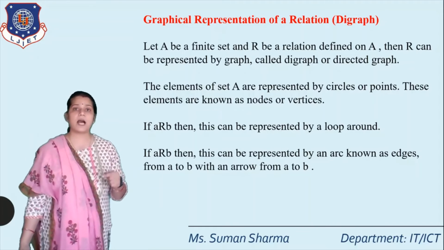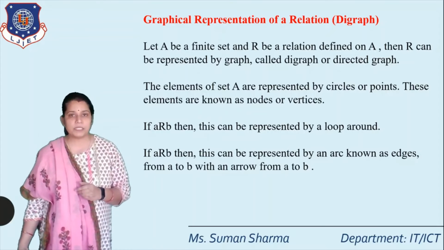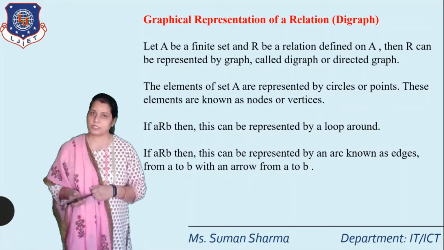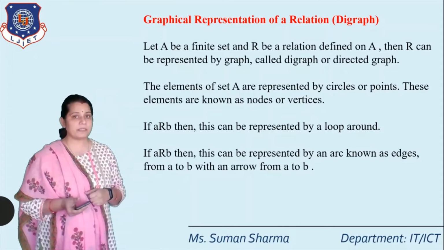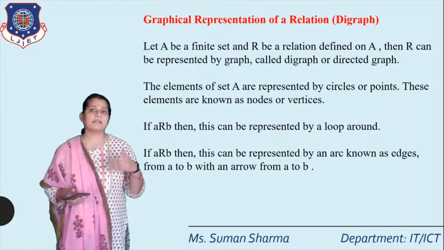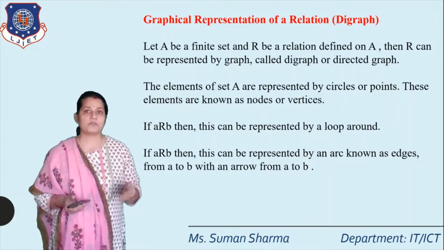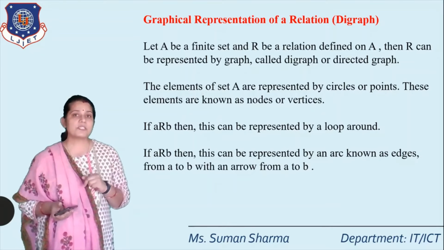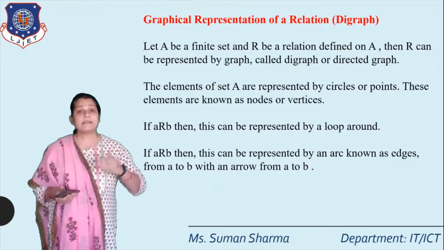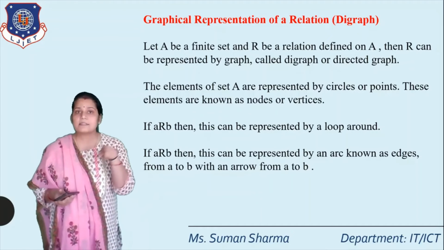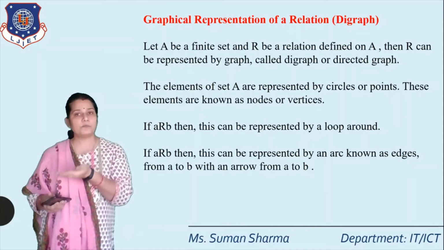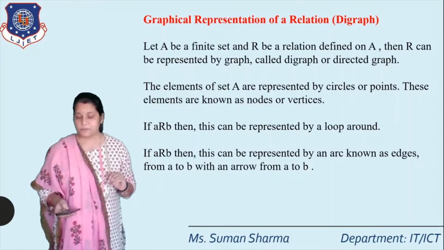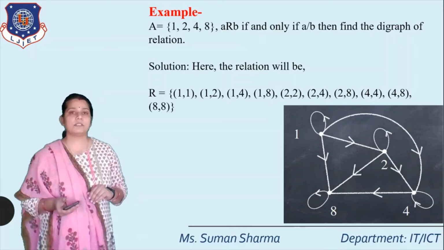So if a R b, that means a is related to b, this can be represented by an edge from a to b with an arrow from a to b. And the first one is a related to a. If a is related to itself, then you draw a loop. Okay, and if a is related to b, we use edges. Okay, so here is an example of the digraph.